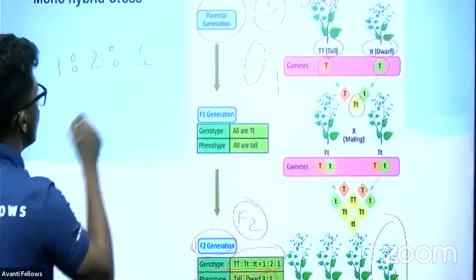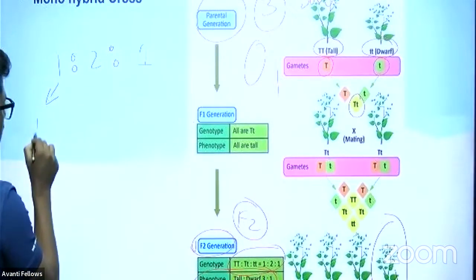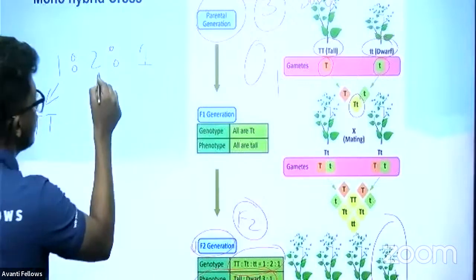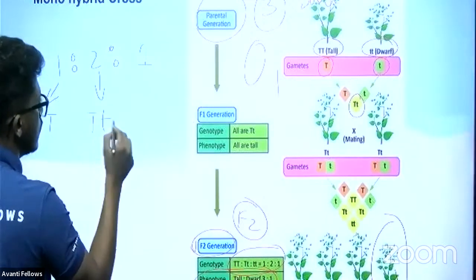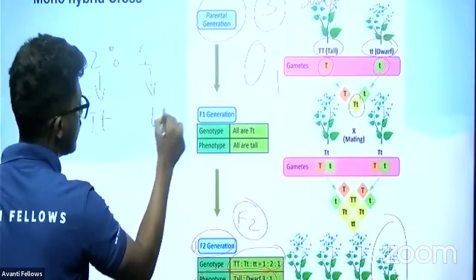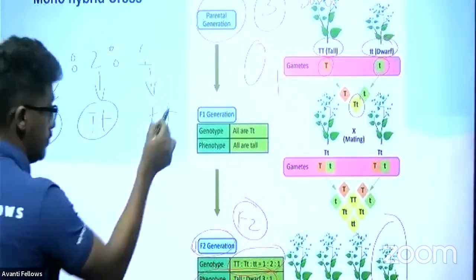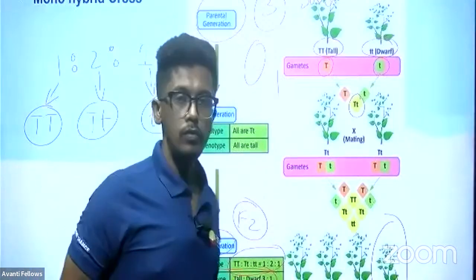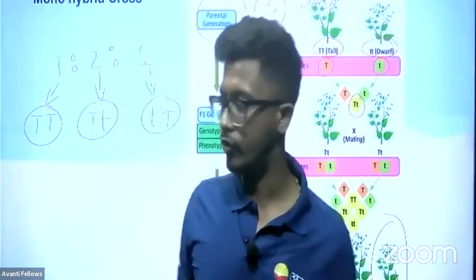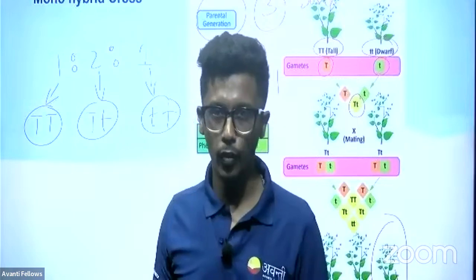1:2:1. Correct, no? So what is 1? 1 is capital T, capital T. What is 2? Capital T, small t. And what is another one? Small t and small t. So this is how the plant's genotype would be. Now, Mendel got this genotypic ratio and phenotypic ratio.